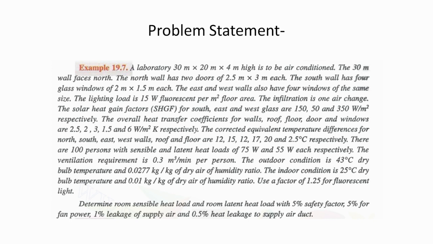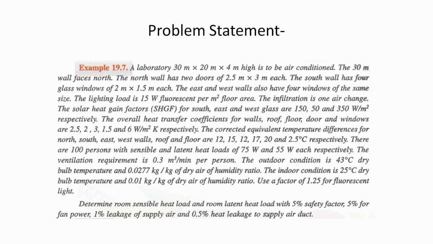Here two conditions are given, which are dry bulb temperature and humidity ratio. Generally two conditions are sufficient for drawing the point on the psychrometric chart. Now the indoor conditions are also given. We require 25 degrees Celsius dry bulb temperature and 0.01 humidity ratio inside the room. They have said to use a factor of 1.25 for fluorescent light. So here the fluorescent light is 15 watt, and we have to add 25% to it.